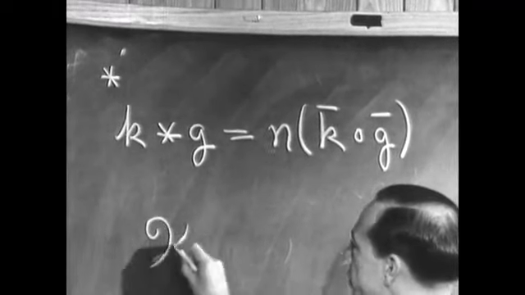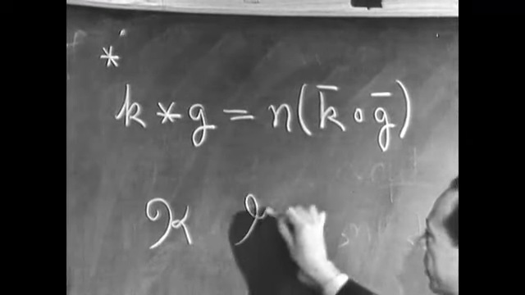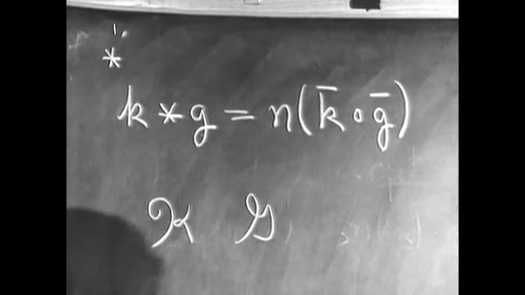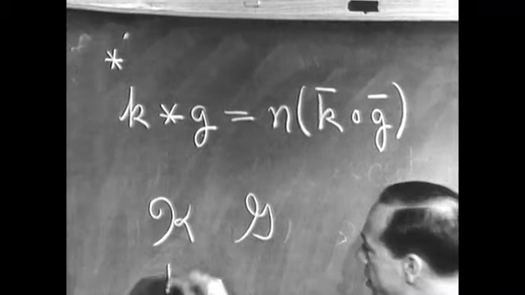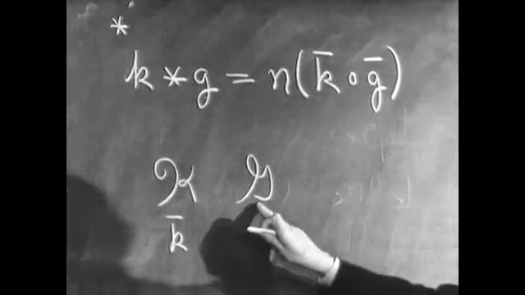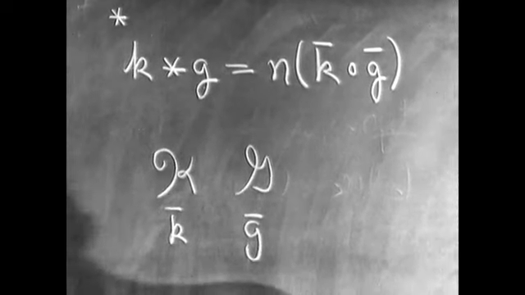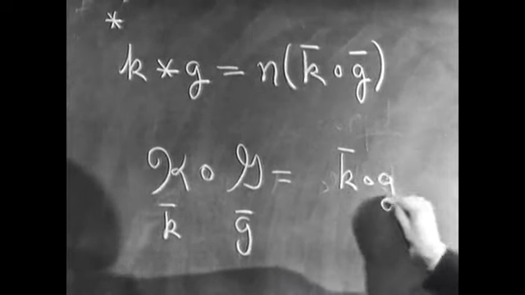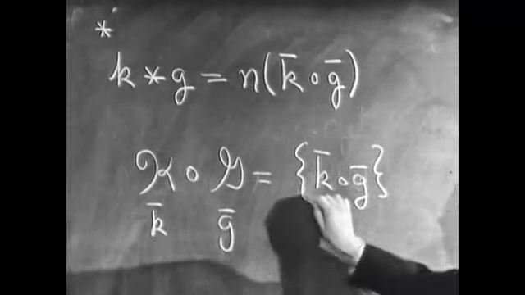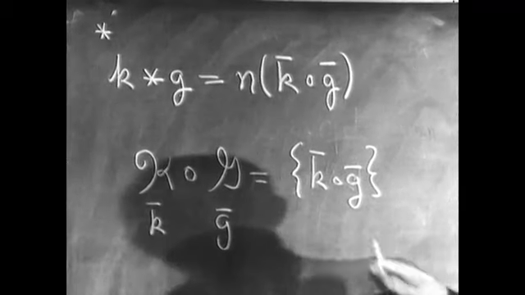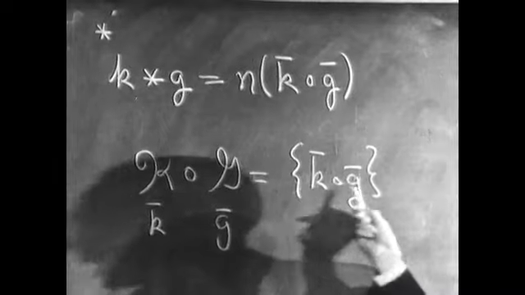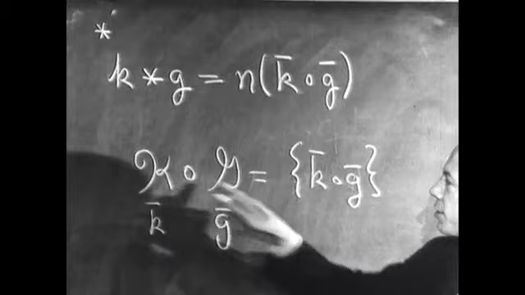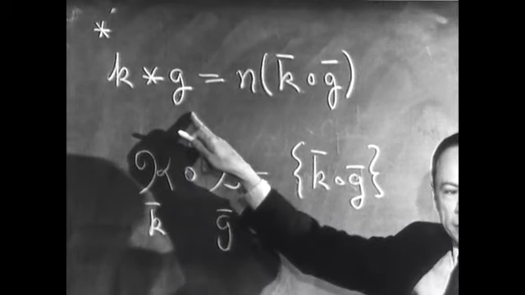See, if I start with an equivalence class script K and another equivalence class script G, whose class numbers are respectively this and this, that means that in here is the NIM pile K bar, and in here is the NIM pile G bar. And if I want to calculate this, I get it by finding the equivalence class of that. And the number that I attach to this thing, of course, is n of this thing. In other words, it's this. So the number that's attached to this is, in fact, k star g.